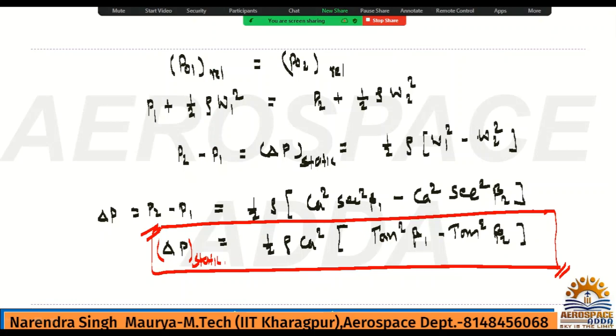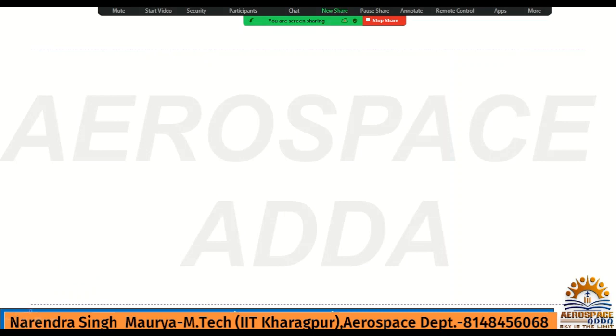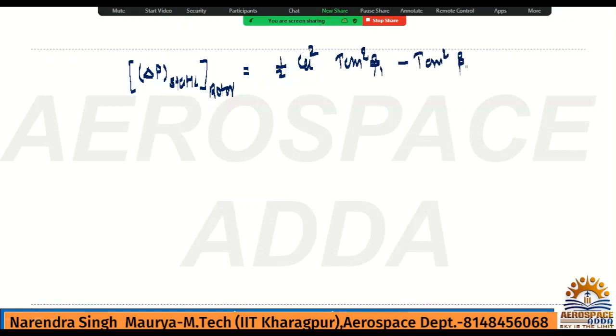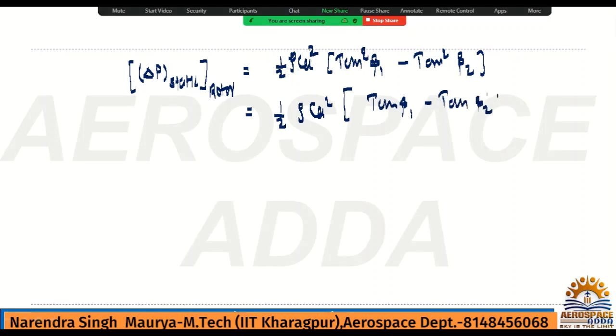Check the extension of this. Now you can extend this formula. So what you will have, you got delta P, the static pressure rise by rotor. So this formula you got: half rho Ca square, tan square beta 1 minus tan square beta 2. So we can write this as half rho Ca square, and this formula you can write as tan beta 1 minus tan beta 2 and tan beta 1 plus tan beta 2.